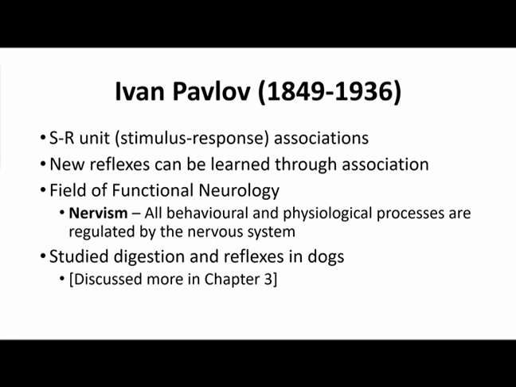So nervism is basically the idea that all of our behaviors and behavioral processes are regulated by the nervous system. And that idea at the time wasn't very common, but it's become a lot more accepted nowadays, where we do know that our nerves are involved in pretty much every aspect of behavior.